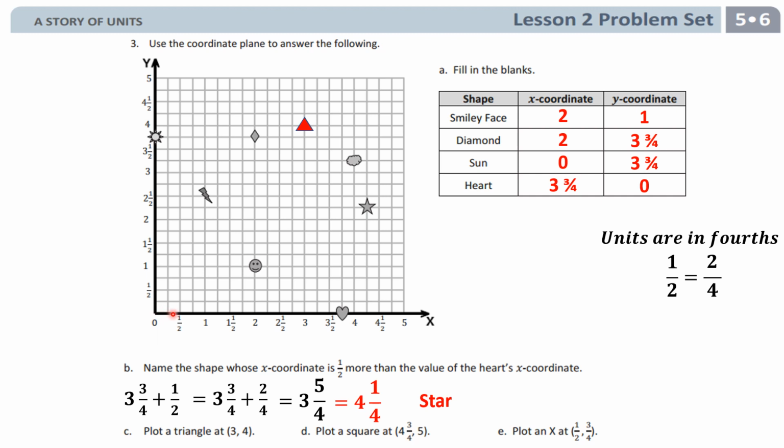Always start at 0. Go 4 3/4 units on my x-axis. 4 3/4 is past 4 1/2 or 4 2/4. So 4 3/4 is right there. Then I go 5 units up on my y-axis, and I plot a square right there. Lastly, plot an x at 1/2, 3/4. 1/2 is 2/4, so I'm plotting at 2/4, 3/4, right there, an x. Again, this one matches with number 3. So as you're having a hard time with number 3 in your independent practice, I'd like you to come back to this part of the video and re-watch it to help you with your homework.